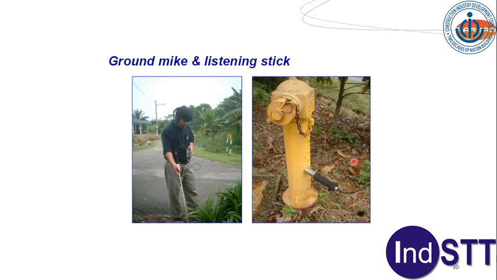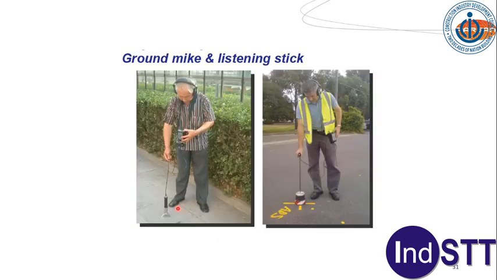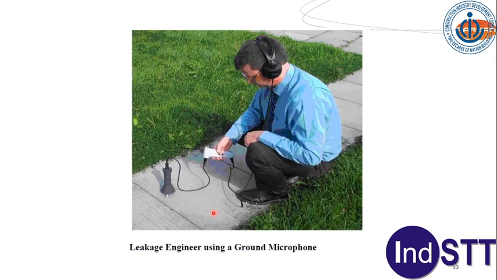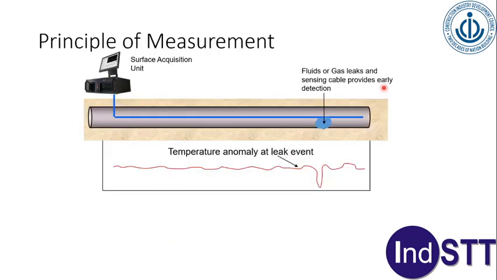Then there are ground mics and listening sticks. So this person is, for example, putting on this headphone and using a ground mic for listening to the leak. Again, ground mic and listening devices here. So once you have located the leak, you can further localize it or pinpoint it using these devices. A leakage engineer locating a leak using a traditional listening stick, where it was directly put on air and the leak was listened to. Then again, this is a ground microphone. So this is a microphone put on the ground and you're listening to the sound which is coming to you from the leak.